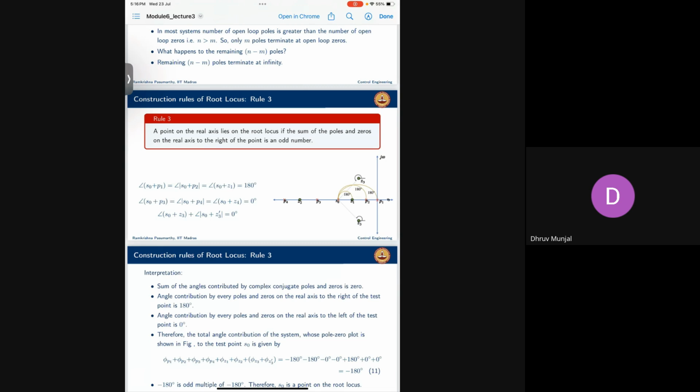For example, if there is a pole or a zero on the left-hand side of my test point, I am standing on the test point and there is a pole or zero in the left direction of me on the real axis. I can go at either 180 degrees or minus 180 degrees. Both ways I will end up at the same location. That's why, to make it consistent, we use plus or minus 180. And again, this whole circle will happen only if it is an odd number of circles.